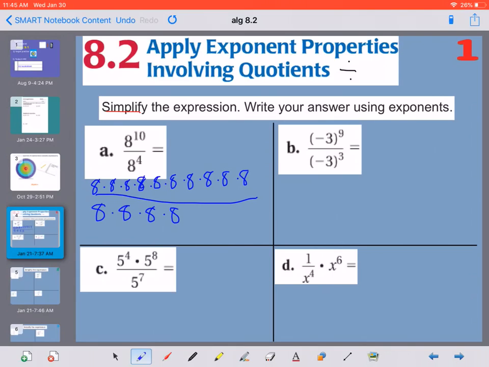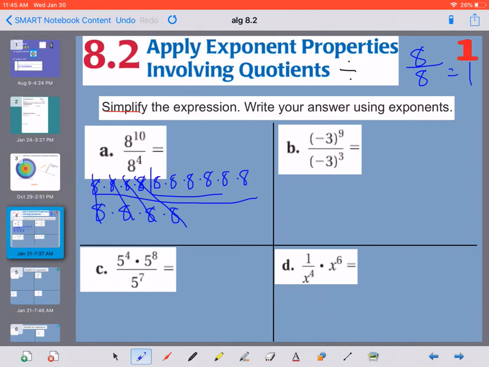So if we remember, when we're multiplying or dividing, 8 divided by 8 would be 1. So what I can do is take this 8, divide that by 8, that's 1. 8 divided by 8 is 1. And 8 divided by 8 is 1.